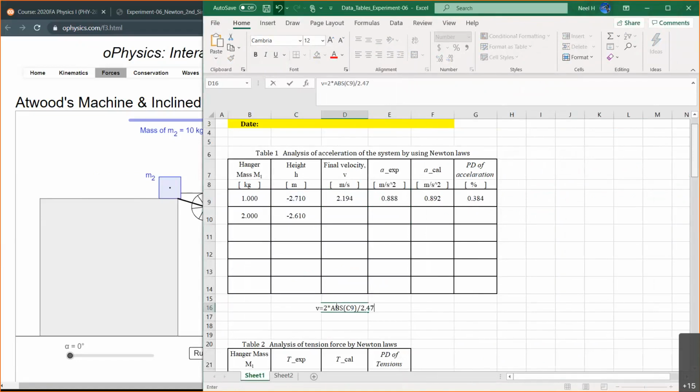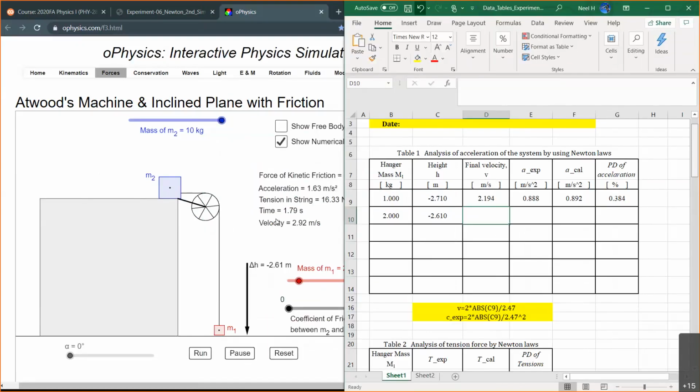V, function for v, and also function for acceleration. I need the time, so let's copy paste that one also. A from exp. Okay, if you want, you can just type these two numbers, and it's going to match very closely. But let's do that calculation because it's going to match exactly with the in-class work for this experiment.